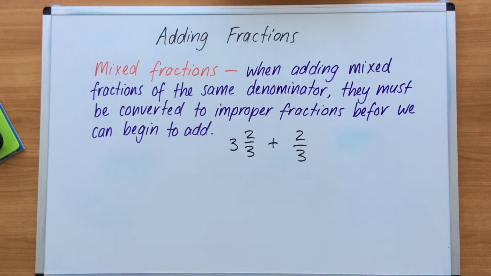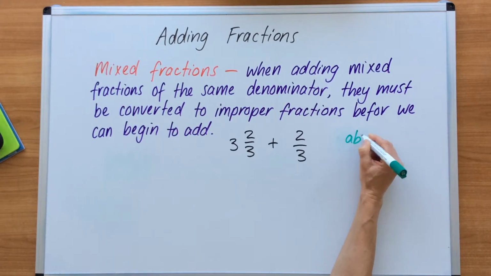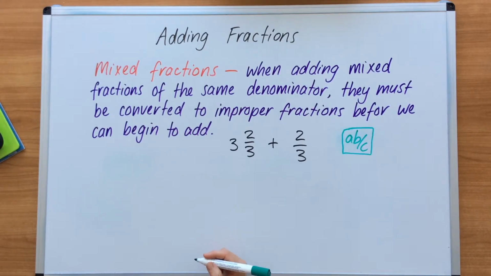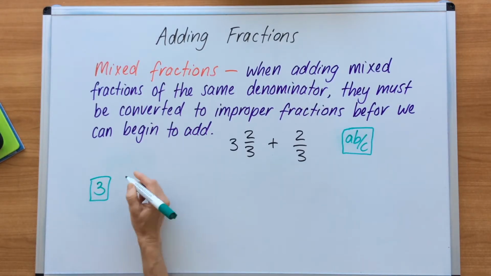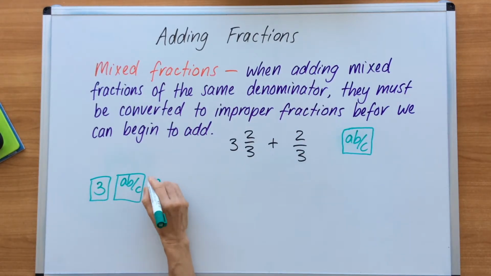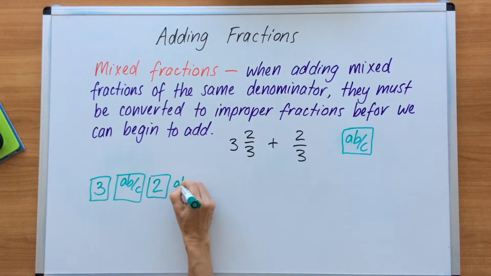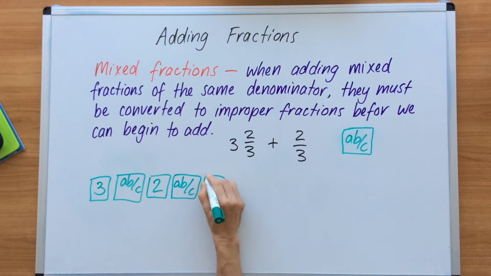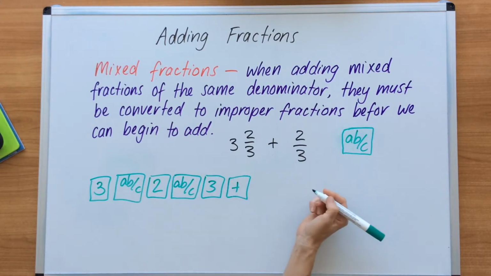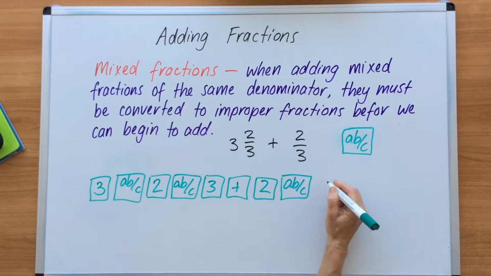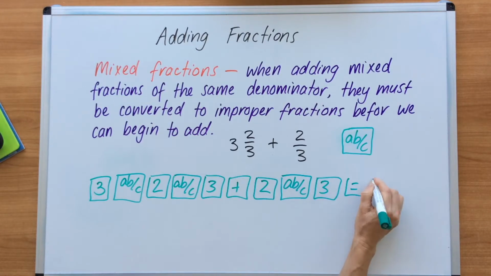To do this in the calculator, which is fairly quick and easy, we need to use that magic ABC fraction button. Okay, so locate that on your calculator. So this is what we need to do when we punch this in to achieve the correct answer. So we punch in 3, ABC fraction button, 2, ABC fraction button, 3, plus 2, ABC fraction button, and 3, and hit the equals button.